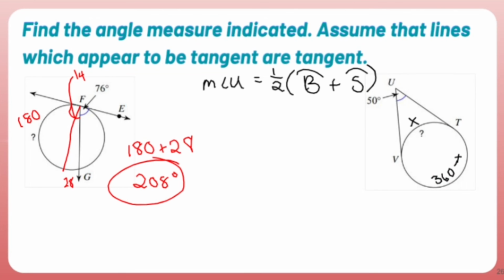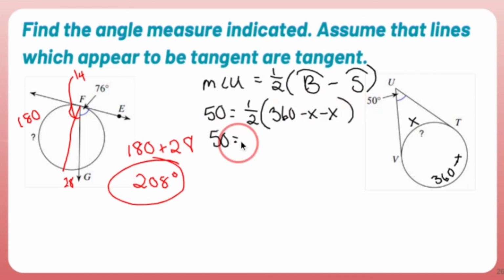Okay, so what I'm going to do, it's actually a minus. I knew something was wrong there. I was looking at that. I was like, oh, I'm not doing it right. It's a minus because the angle meets on the outside of the circle. Silly me, minus. All right, so what I'm going to do is I'm going to say 50, because that is the measure of angle U, is going to equal 1/2 of the big guy, which is 360 minus X, minus the small guy, which is X. So 50 equals 1/2 of 360 minus 2X.